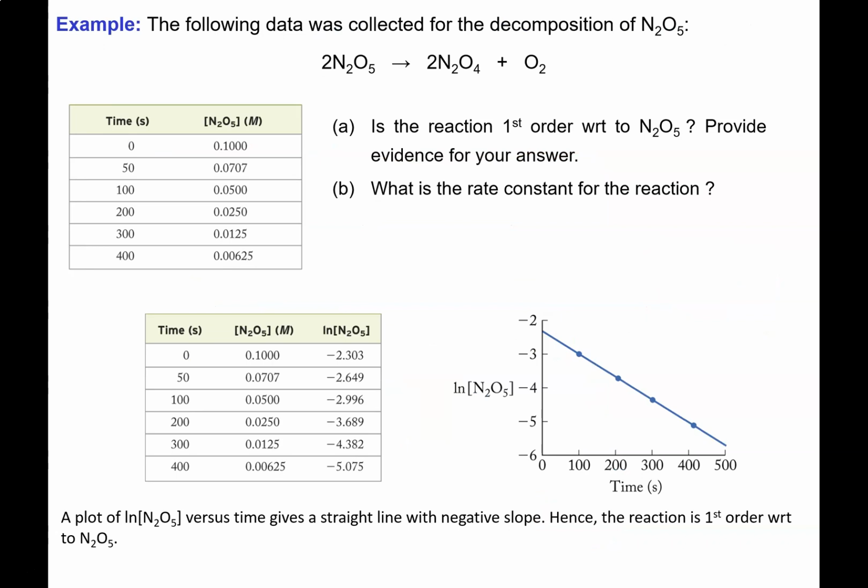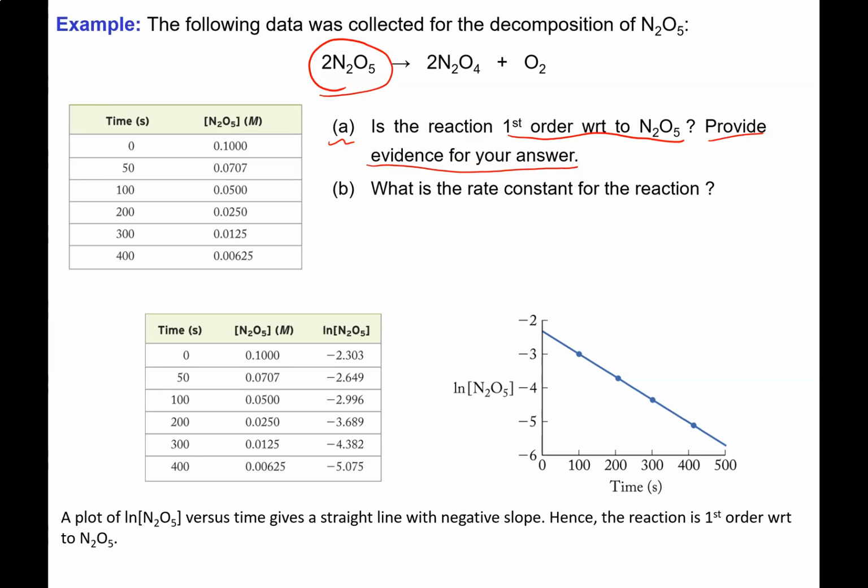Okay, so here's an example problem. It says the following data was collected for the decomposition of N2O5. So we can see that it's a reaction that has only one reactant, so there's potential to use the expression that we just derived. And so then the first part of this problem says, is the reaction first order with respect to N2O5? Provide evidence for your answer.